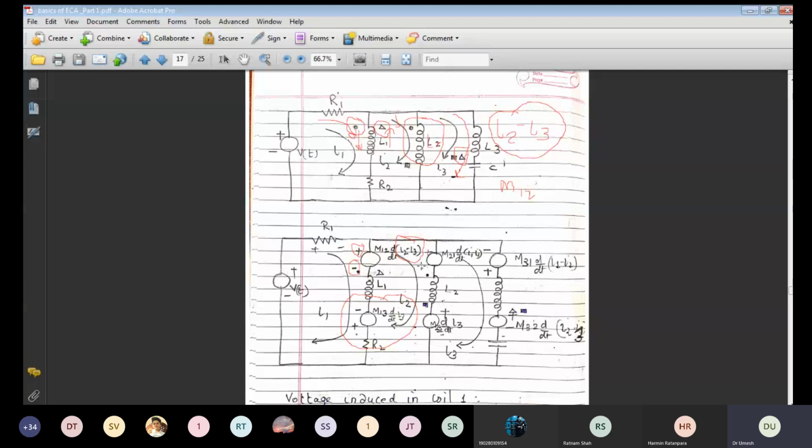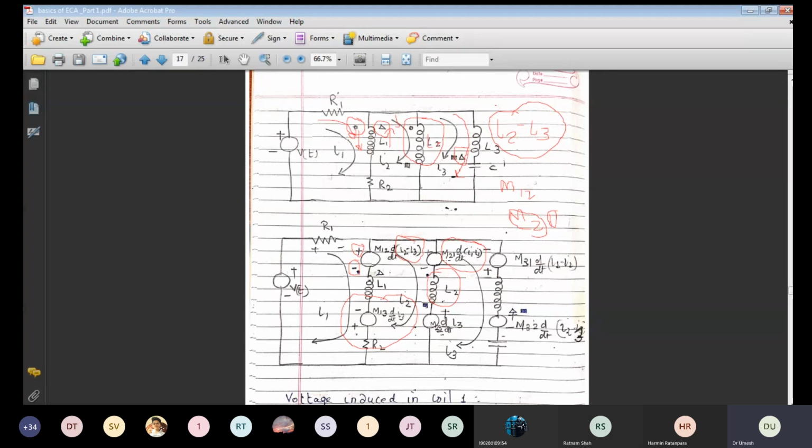I have marked plus here and negative here because this is the voltage of the second winding, right? Now the second winding means the voltage, because that is known as M21, the mutual inductance of 2 with the help of current passing through 1. What is the current passing through 1? Because I am looking at one loop, I1 is positive, so I1 minus I2. So M21 di by dt of I2 minus I1, because the current passing in the first inductor is equal to I1 minus I2, right?